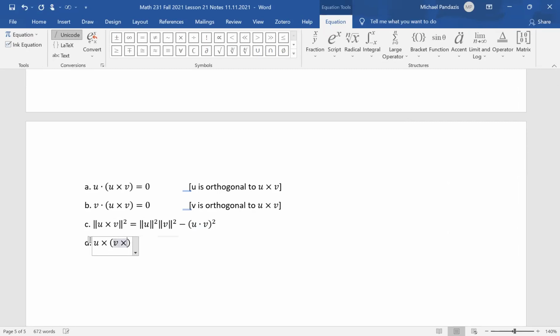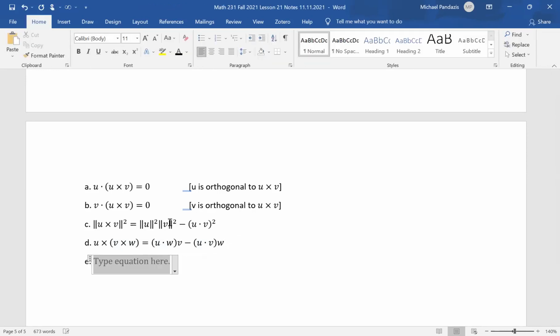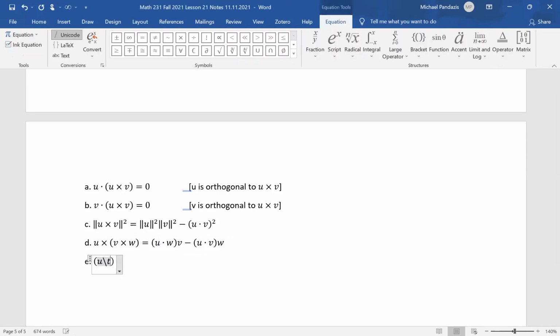D, if you have u cross v cross w, it is equal to u dotted with w times v minus u dotted with v times w. And E says that u cross v cross w is equal to u dotted with w times v minus v dotted with w times u.